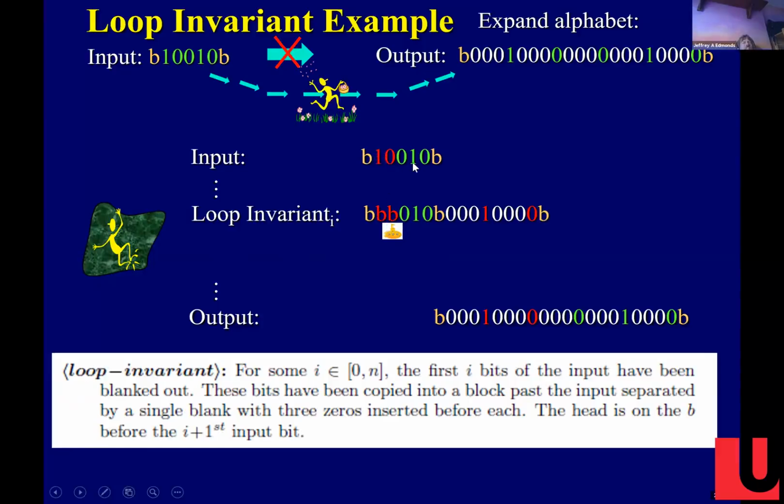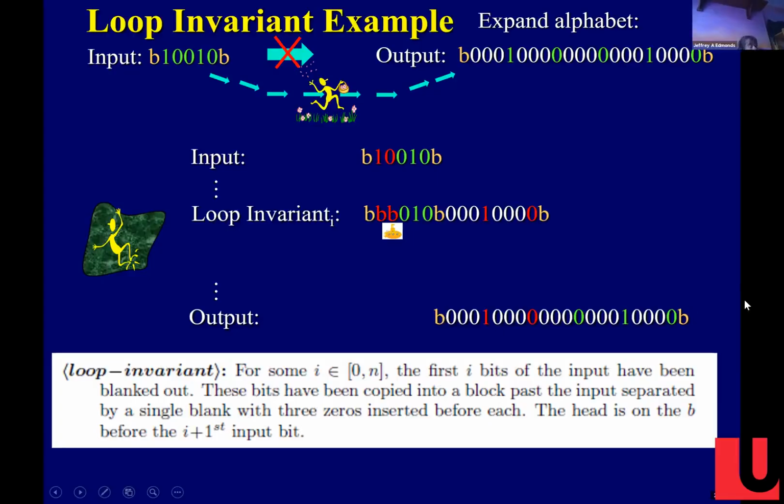So I've done 0 characters. When I've done 0 iterations, I'm really right here at the input. What's true? I've blanked out 0 characters, and I've done 0 things over here. So that's the loop invariant for I equals 0. This is the loop invariant for I equals 2. And the loop invariant for I equals 5 is that I blanked everybody out, and I have all 5 of them done here.